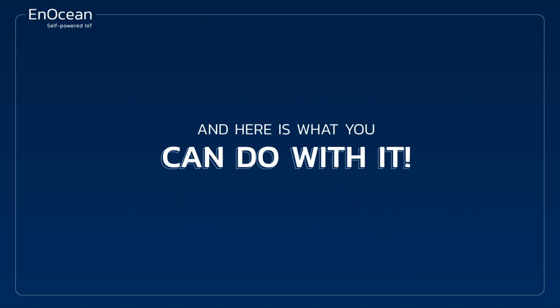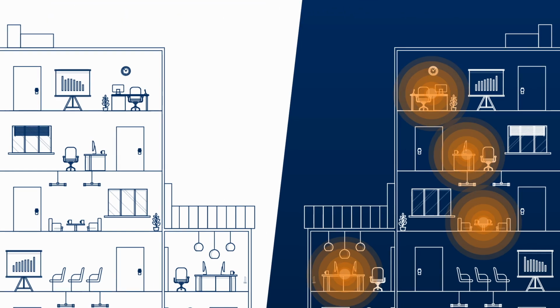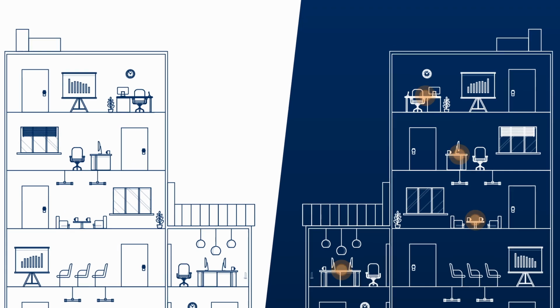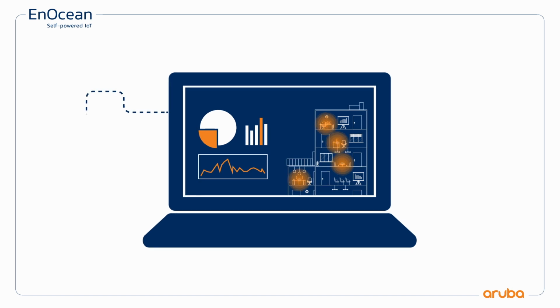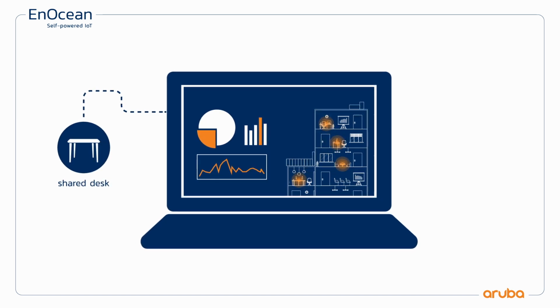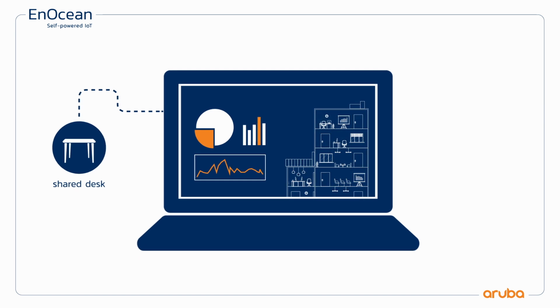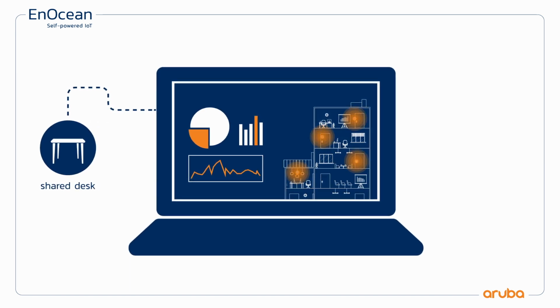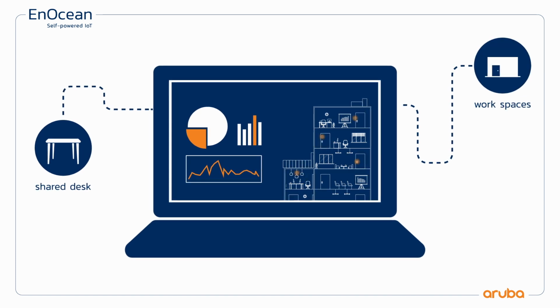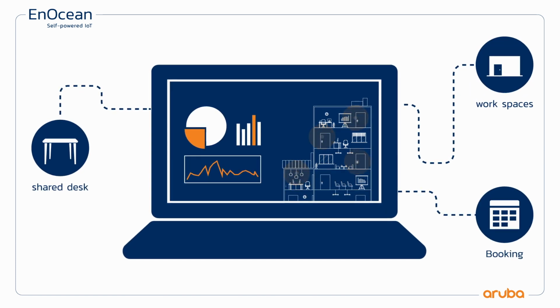And here's what you can do with it. By creating a digital twin of your entire building, this smart space lets you increase productivity and improve space utilization, for example with hot desking concepts, enabled by our multi-sensors. Thanks to our motion sensors, it is possible to determine at any time whether an office space is occupied or available for booking.